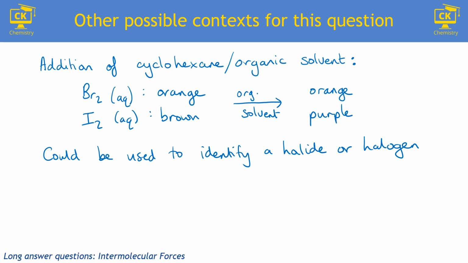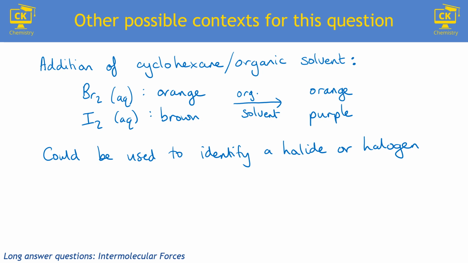So let's imagine you had Br minus, Cl minus and I minus. If you add chlorine, if it was chloride, nothing would happen, you'd see no colour change. If it was bromide, you'd see it turn orange. If it was iodide, you'd see it turn brown. If you really weren't sure whether it was orange or brown, you shake it up with some cyclohexane and see whether it goes orange or purple.